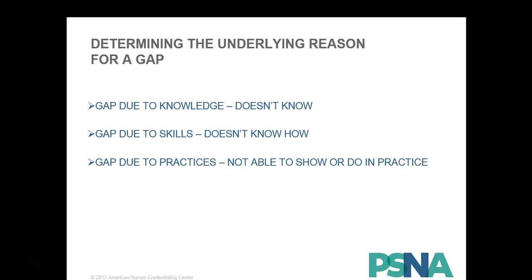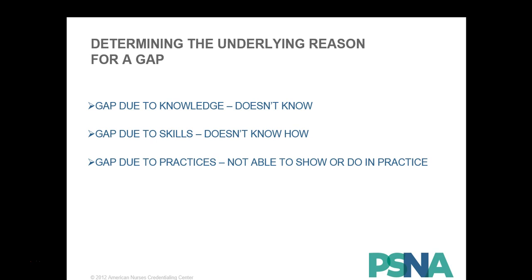Once you have the needs data, you can then look and determine what is your gap. You either have a gap in knowledge, skill, or practice. If the gap is due to knowledge, it means people don't know the information. If the gap is due to skill, it means people do not know how to use the skill or perform the skill. If the gap is due to practice, people might know it and they might know how to do it, but they're not able to show it or do it in practice.